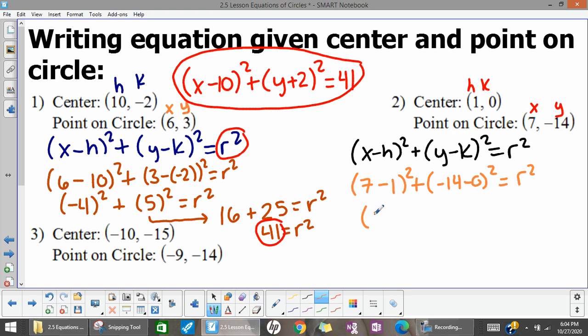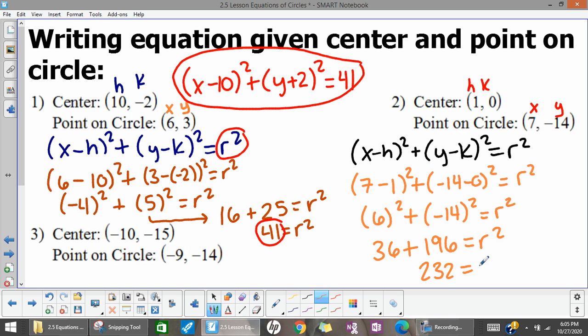So here I get 6 and negative 14. So 6 squared is 36. Negative 14 squared is a positive 196. And so we get 232 is equal to r squared.